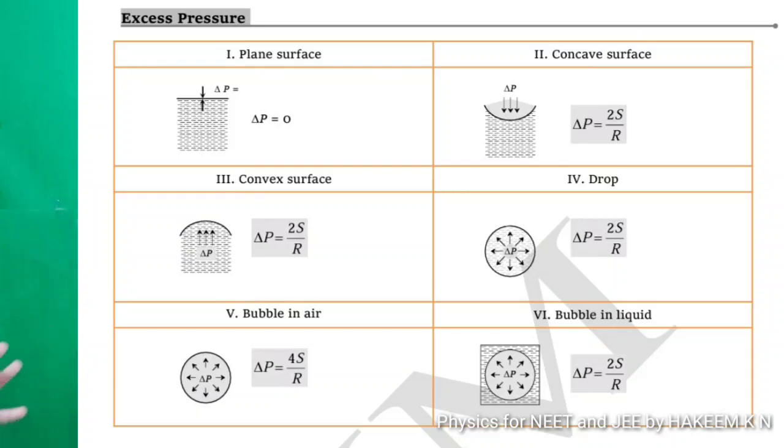And for concave meniscus and convex meniscus, excess pressure is 2S by r. For a drop, excess pressure is 2S by r, and for a bubble in air, excess pressure is 4S by r, and for a bubble in liquid, excess pressure is 2S by r, because for a bubble in liquid there is only one free surface, air inside the liquid, and for a bubble in air there are two free surfaces. So that is why the equation is 4S by r for a bubble in air and 2S by r for a bubble in liquid.